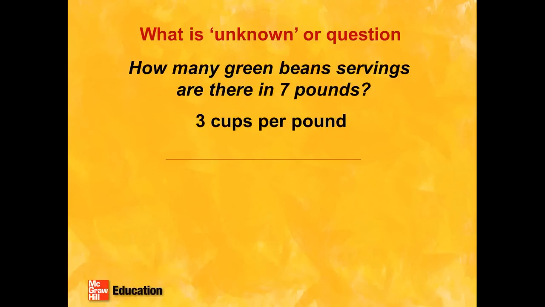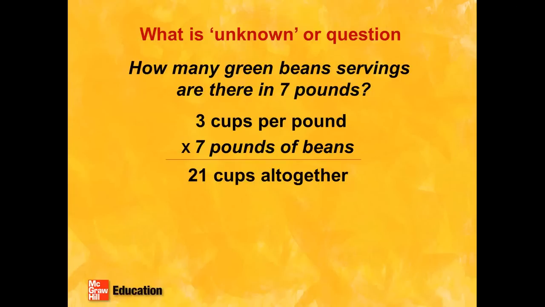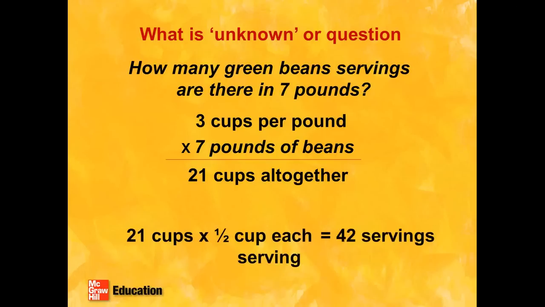So for instance, they may have the 3 cups per pound times the 7 pounds creates 21 cups altogether. And as we know, the 21 cups times the 1/2 cup serving is then approximately 42 servings.